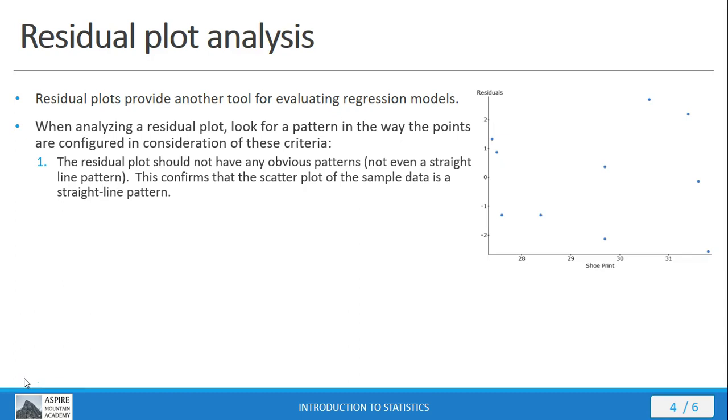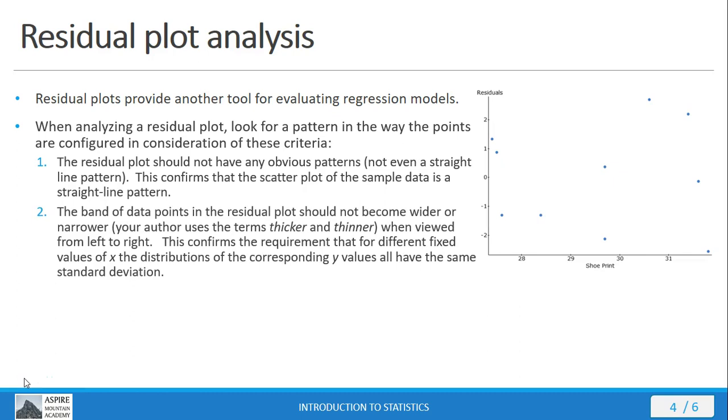We want that shotgun effect, because in a residual plot, when you have that spread of the data points, it confirms that the scatter plot of the sample data is a straight line pattern. So if we have a pattern to the residual plot, then that means the original scatter plot for just the data points themselves is not going to be showing a straight line pattern.